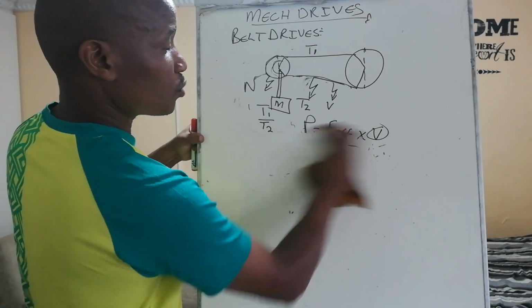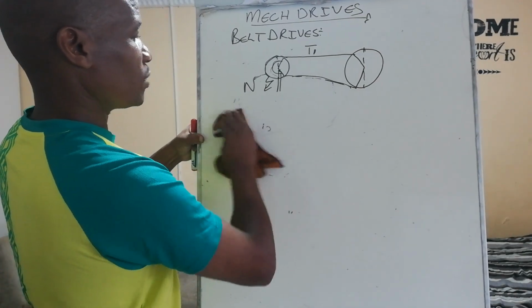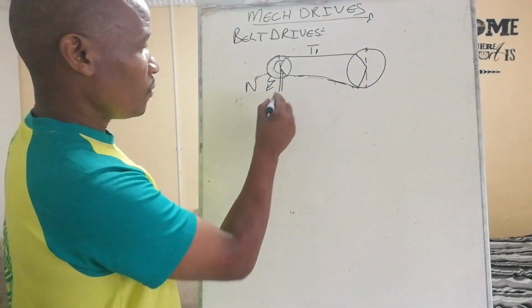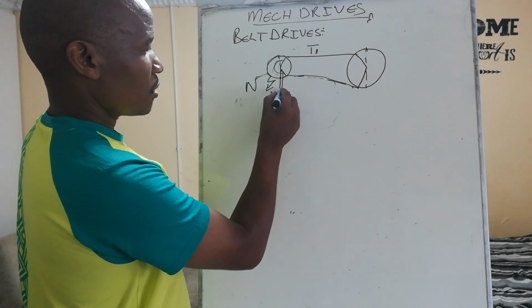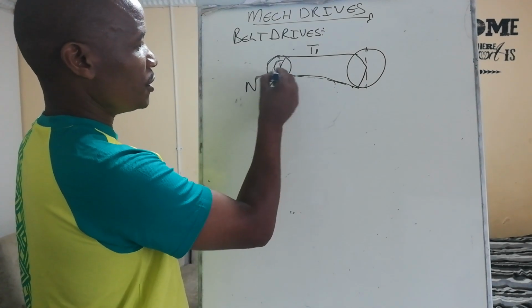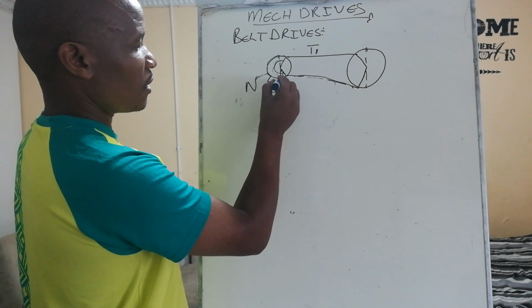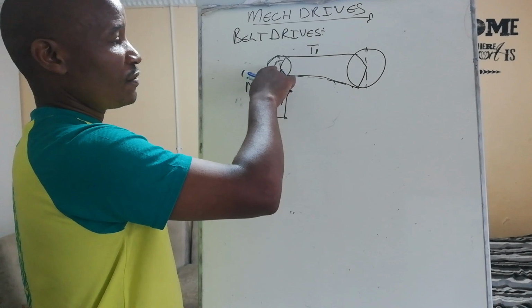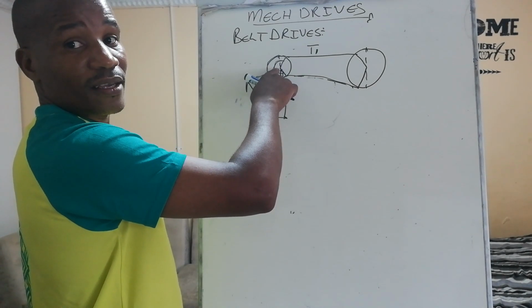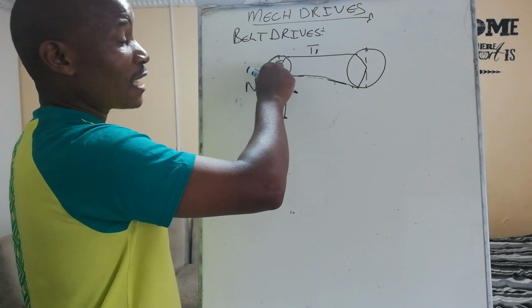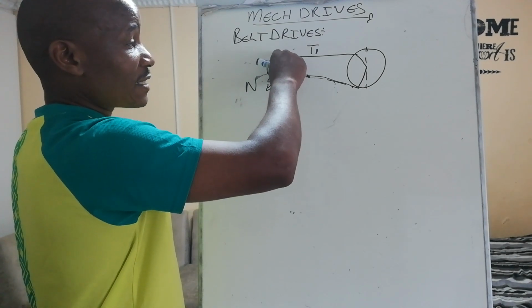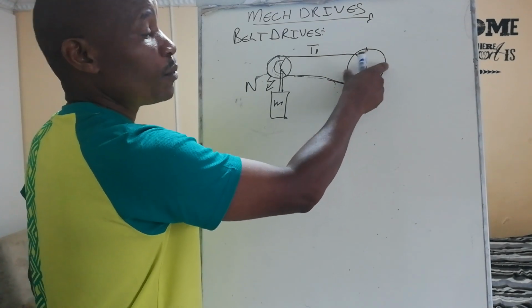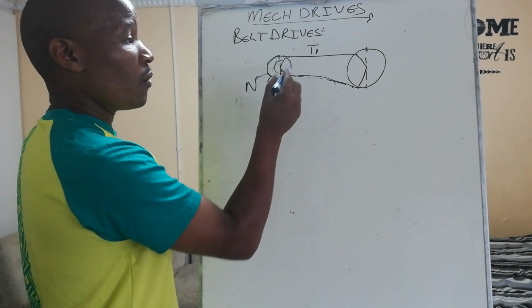Now let's go back to the beginning. What is a belt drive? You've got a motor here, and the pulley is attached to the shaft of the motor by means of a coupling. Now, this motor gives power to that pulley. The belt attached to that pulley transfers that power to the pulley where there is no motor.